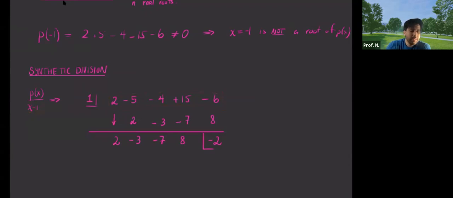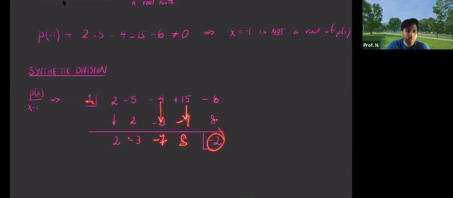Yeah. And so the step behind this is you bring down the 2. And then you do 1 times 2, and that number you put underneath the next number. Then you add -5 plus 2, -3. Repeat the process. 1 times -3 is -3. Add these numbers. You get -7. Repeat the process. 1 times -7 is -7. Add 8. 1 times 8 is 8.